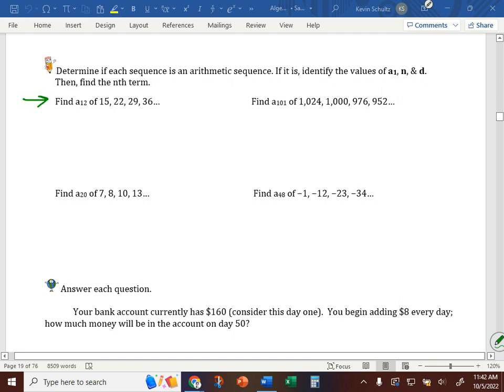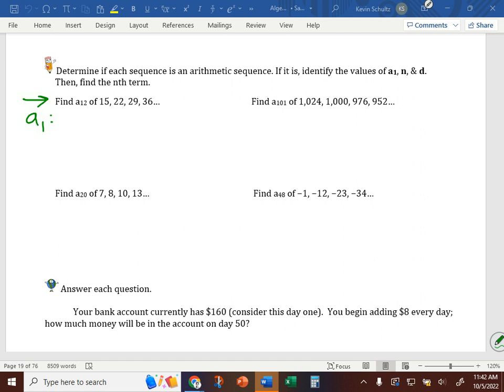Yes, the pattern is constant addition of adding 7. So this one's good to go. We're looking for our first term. What's our first term of the sequence? Izzy? 15. That's where we start. What number term of the sequence do we want to find? 12. And we get that from right here.